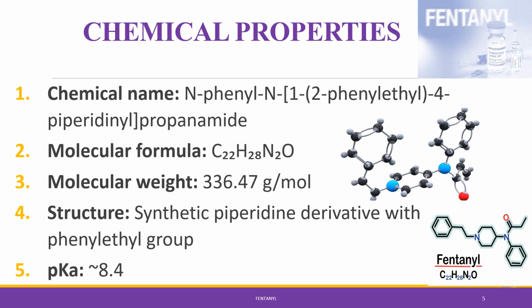Chemical properties of fentanyl. 1. Chemical name. N-phenyl-N-(1-phenylethyl-4-piperidinyl) propanamide, describes fentanyl's chemical structure. 2. Molecular formula. C22H28N2O, shows atoms making up fentanyl. 3. Molecular weight. 336.47 grams per mole, fentanyl's mass.